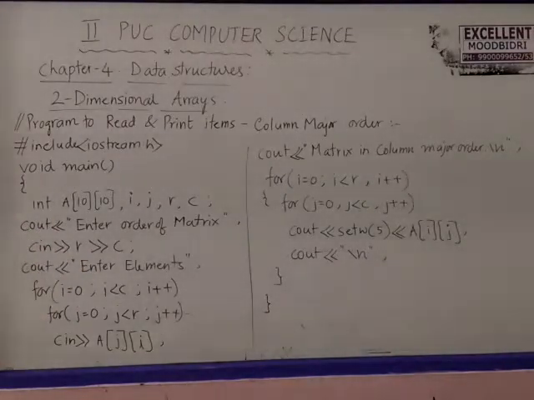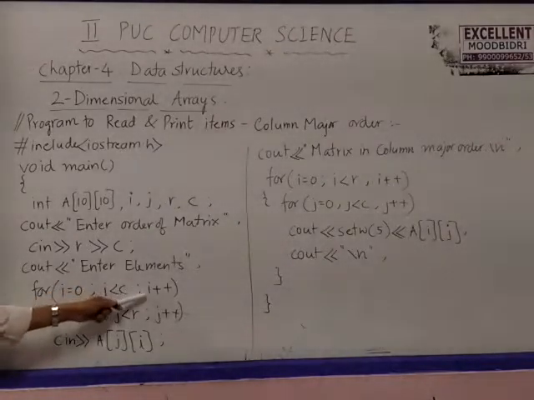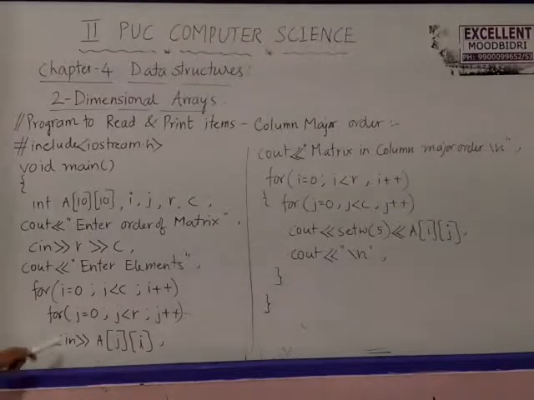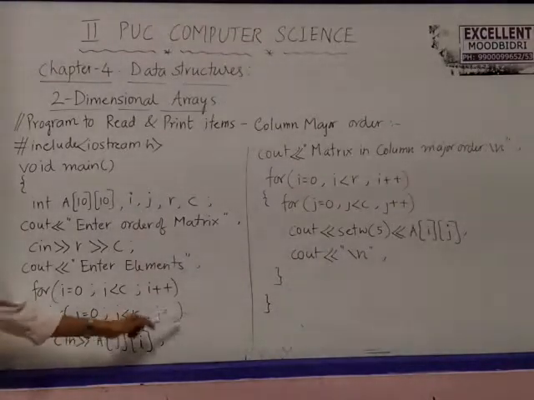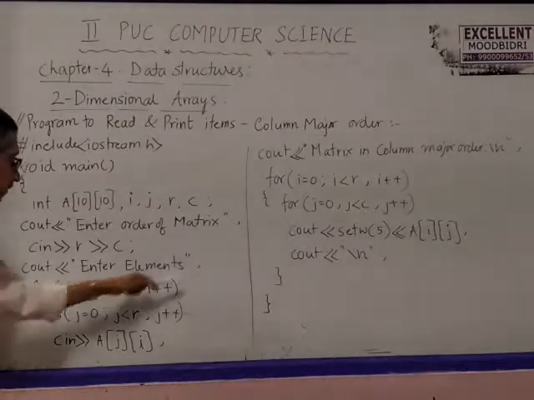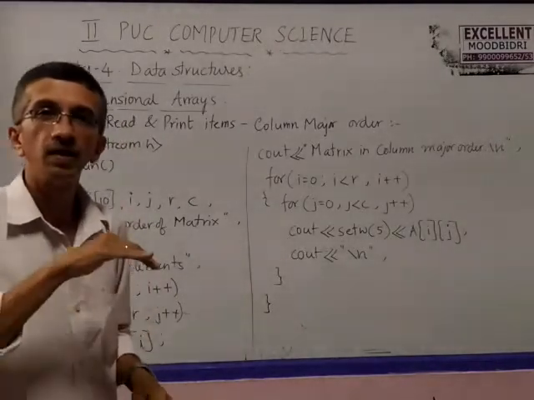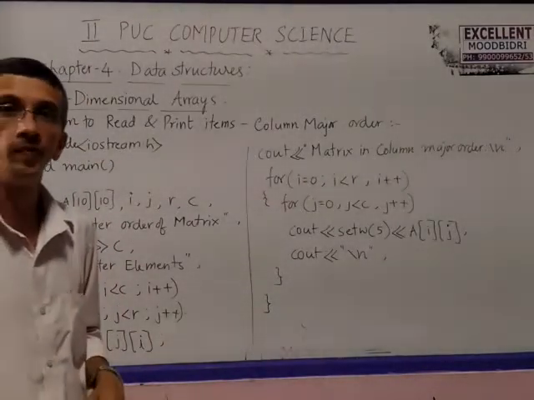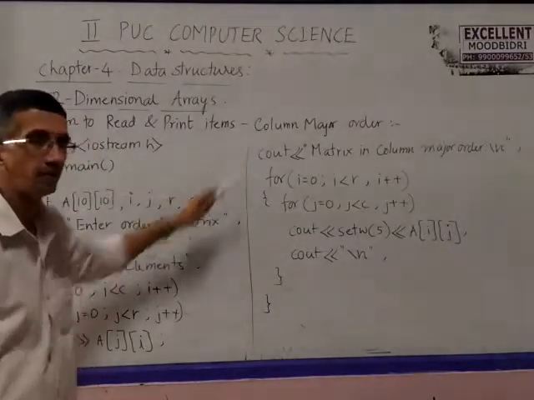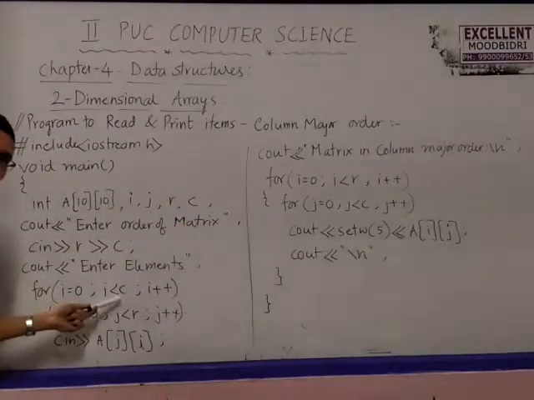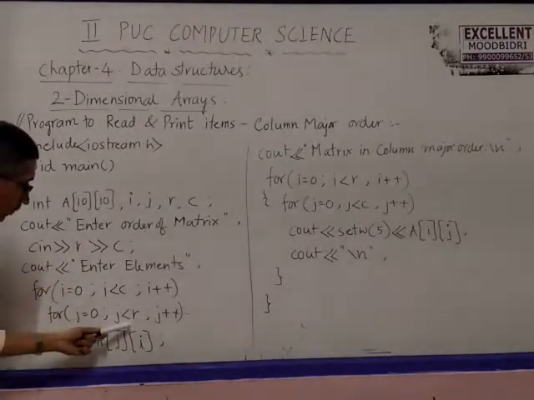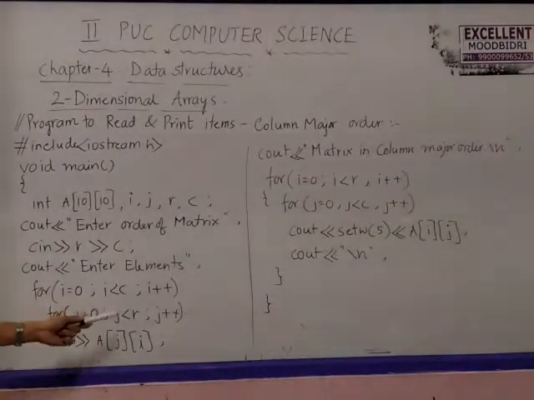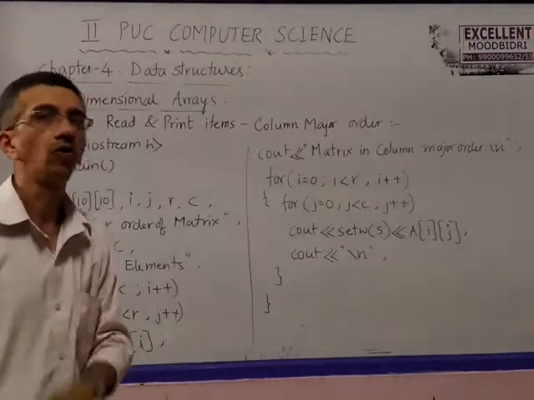Enter the elements into the matrix. But while entering, you can observe this. For I is equal to 0, I less than C, I plus plus. Next, the inner for loop is J is 0, J less than R, J plus plus. Observe here. Usually the first loop is to take rows first, all the items of the first row, according to the row measure. But in column measure, I have taken the number of columns first for the outer for loop and the number of rows in the inner loop. That means I am taking items for the column measure.